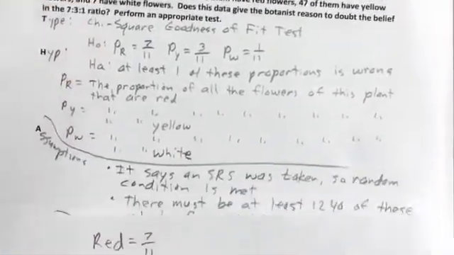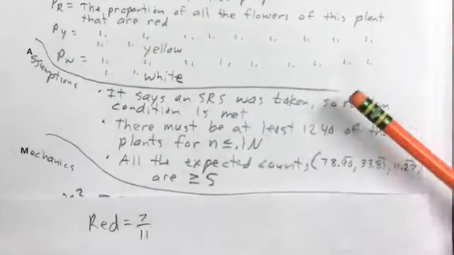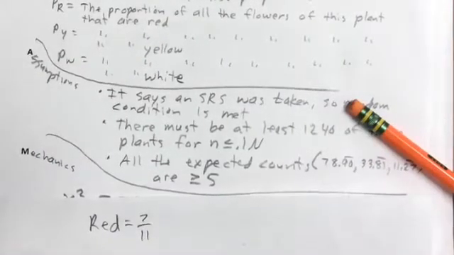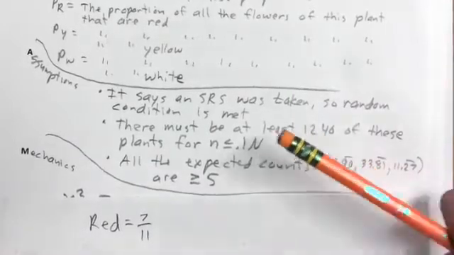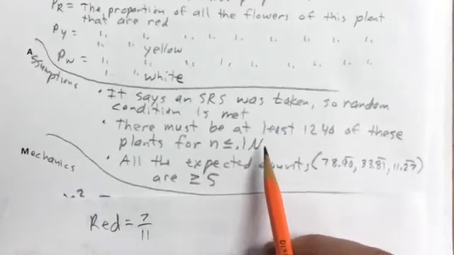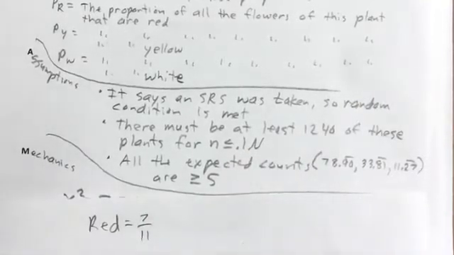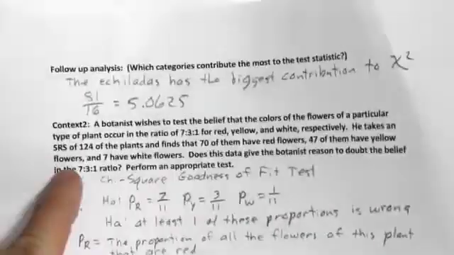Then we have our assumptions. Okay, just like the last problem, it says an SRS was taken, so random conditions met. There must be at least 1,240 of these plants for our sample size to be less than or equal to 0.1 times our population size, because we're doing sampling without replacement here. Okay, so we have to have a big population. So you just always multiply your sample size by 10.